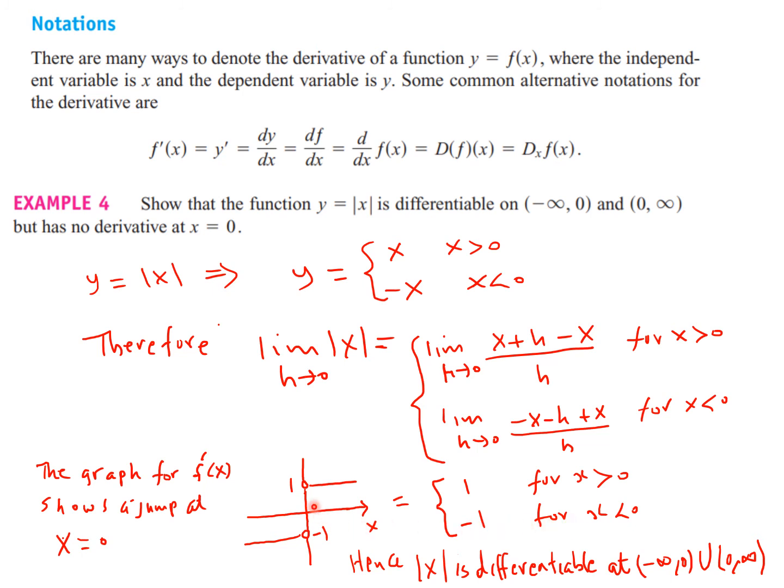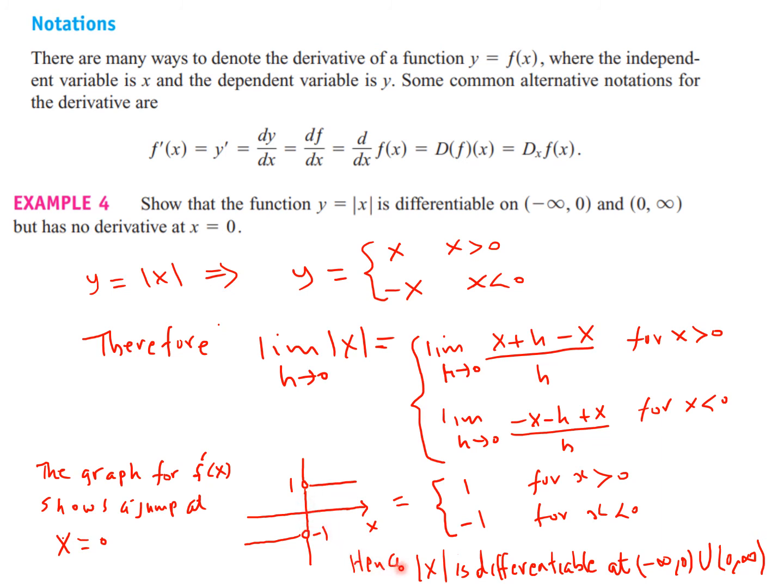And this is pretty much like the graph of the derivative. We can see that it is equal to 1 for x greater than 0, not including 0, so there is an open dot, and not including 0 also when it is going towards negative infinity. The graph of f prime of x shows a jump at x equals 0, and there is a jump right there because 0 is not included anywhere. So the function is not differentiable at 0 because there is a jump.